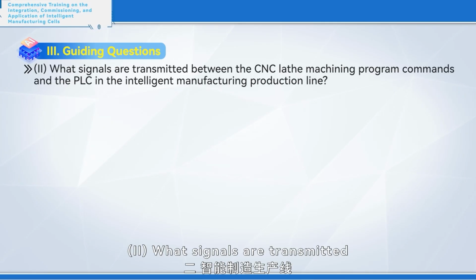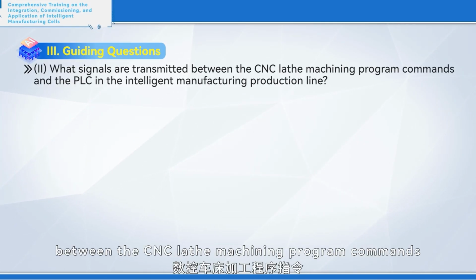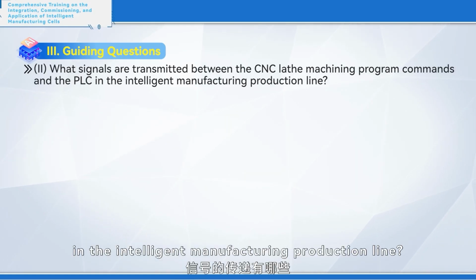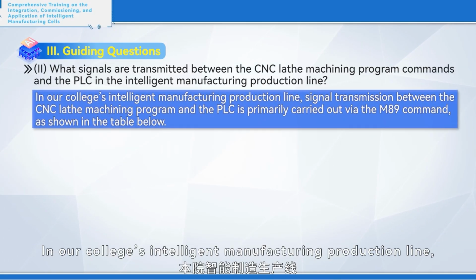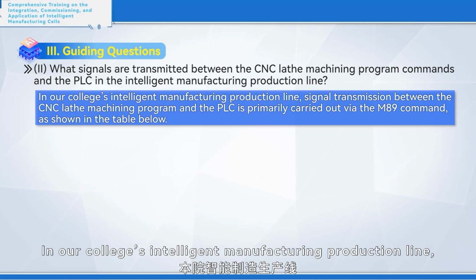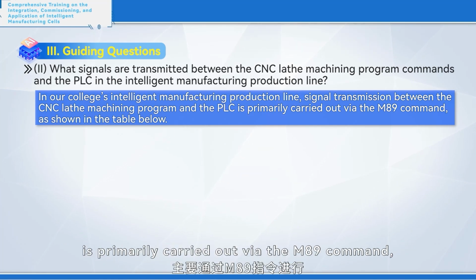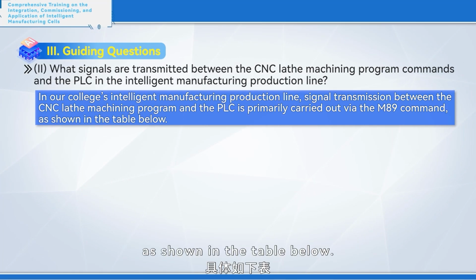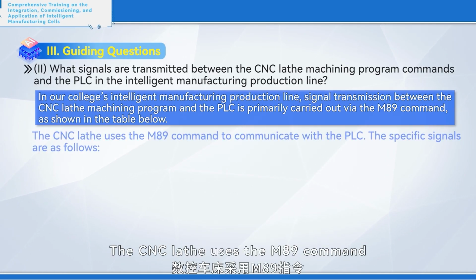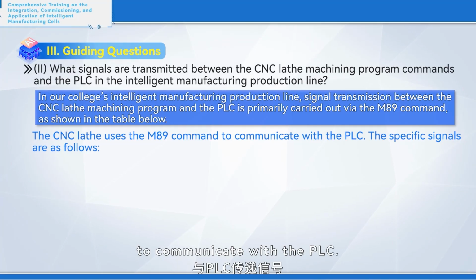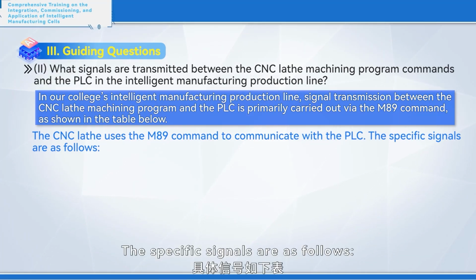2. What signals are transmitted between the CNC lathe machining program commands and the PLC in the intelligent manufacturing production line? In our college's intelligent manufacturing production line, signal transmission between the CNC lathe machining program and the PLC is primarily carried out via the M89 command, as shown in the table below. The CNC lathe uses the M89 command to communicate with the PLC. The specific signals are as follows.